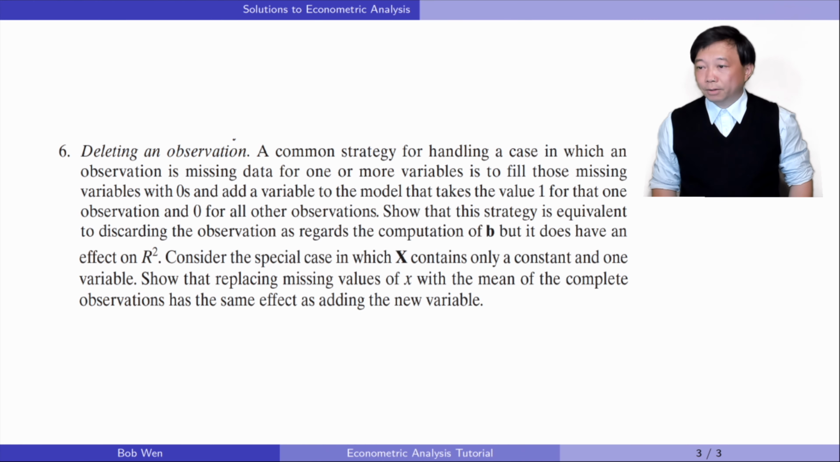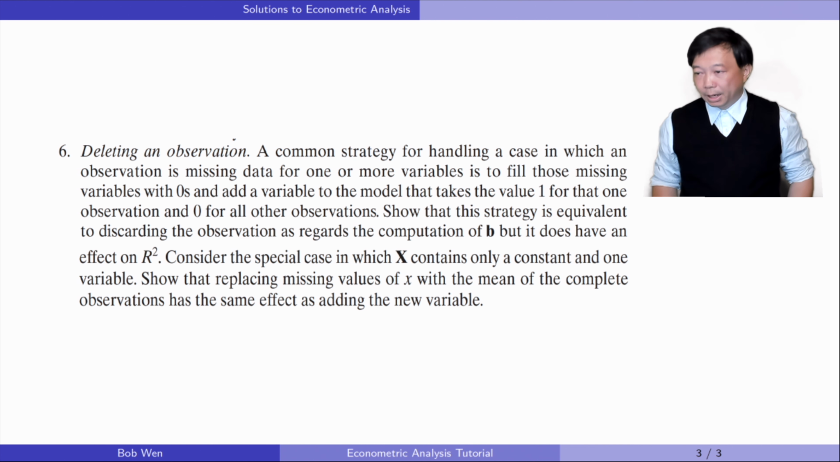Let's go to exercise 6. It is about how to handle the observation with missing values. It proposes 3 strategies. The first is to fill the missing variable with 0 and add an indicator variable to the model. The second is to delete that observation. The third method is to replace the missing values with the sample means. We will show that these 3 strategies lead to the same OLS estimates.